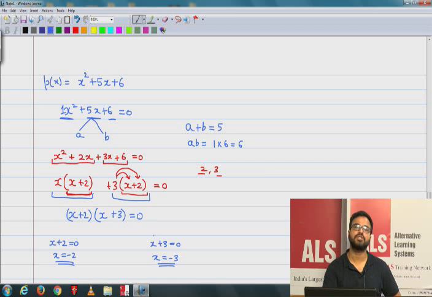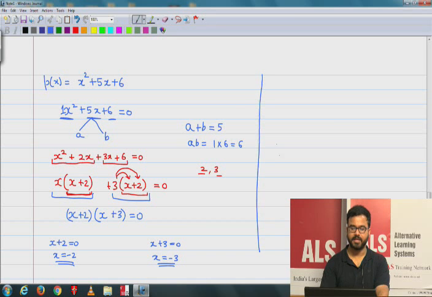And you can cross check also. When you substitute x equal to minus 2 in the original question, you will get the answer as 0. That's why it is known as the zero of the polynomial. Let me show you that also. This was the polynomial x square plus 5x plus 6. If I put minus 2 in place of x, you can see I am substituting minus 2 in place of x.